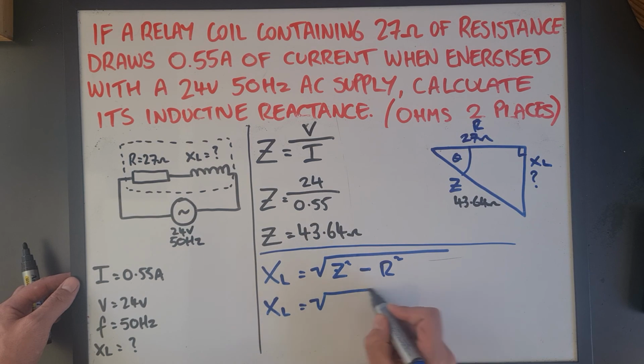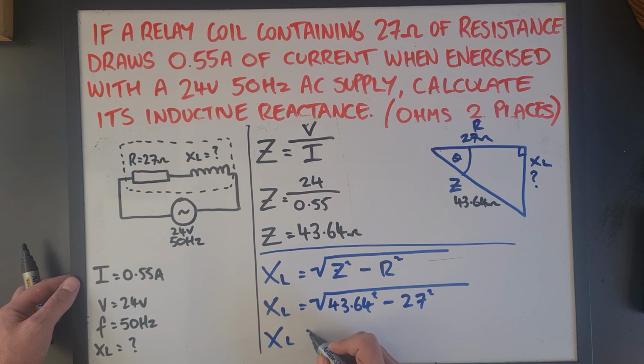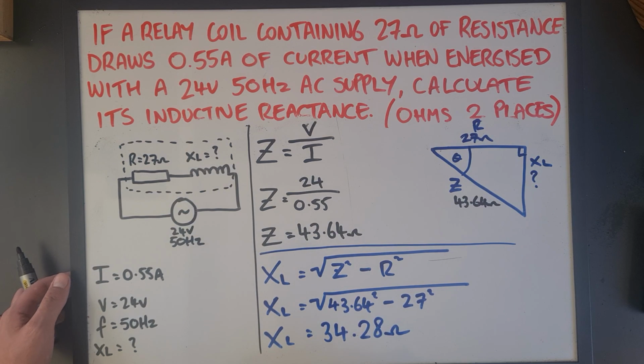So we've got the square root of our impedance we've just found, 43.64 squared, minus the resistance we were told in the question, 27 squared. And if you do that correctly in the calculator, you'll get an inductive reactance of 34.28 ohms. So there you go.